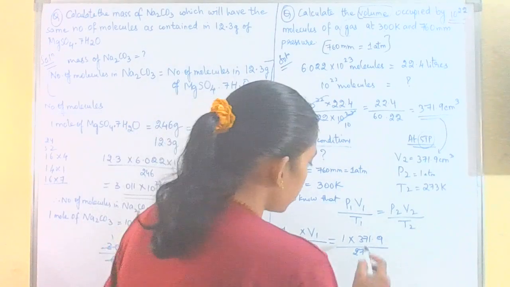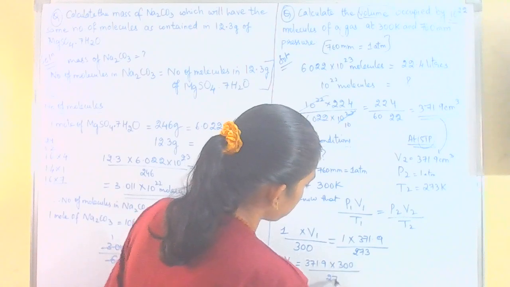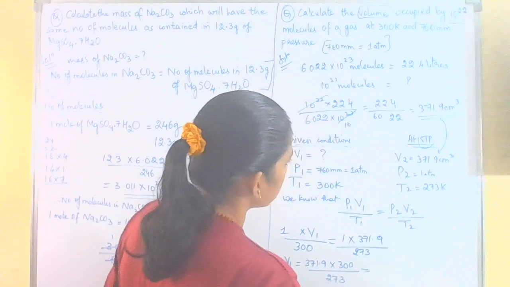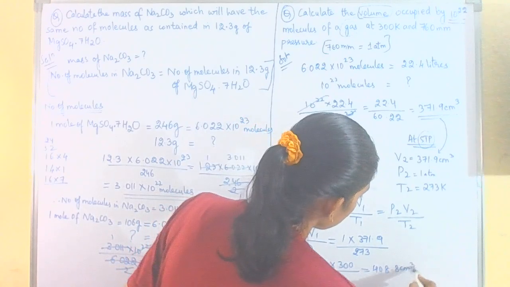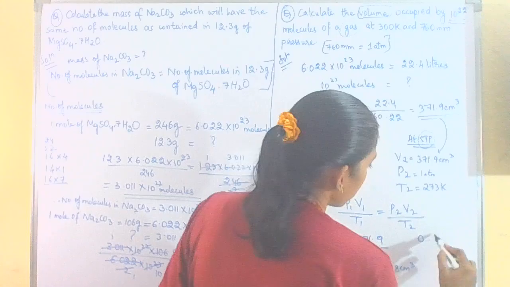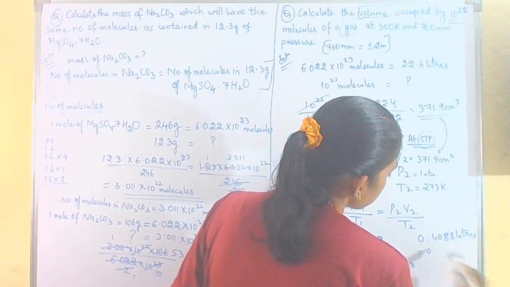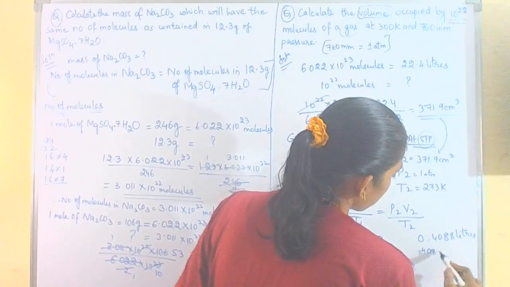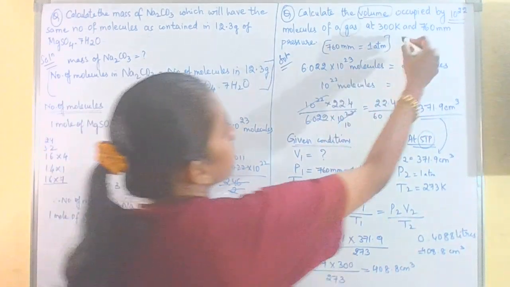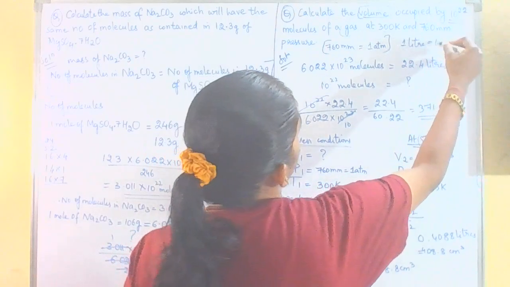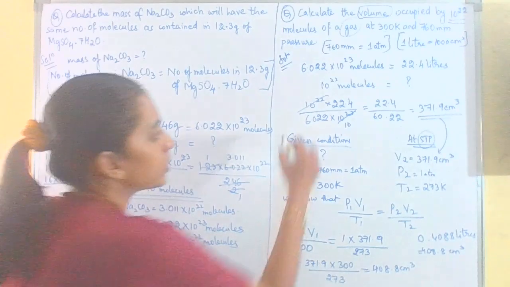Okay, 371.9 into 300 divided by 273, you'll be getting something around 408.8 centimeter cube. First you'll be getting it in liters, 0.4088 liters you'll be getting. That you have to convert it into centimeter cube, which is 408.8 centimeter cube. Why? 1 liter is equal to 1000 centimeter cube. You have to keep this conversion also in mind. So this is method 1.